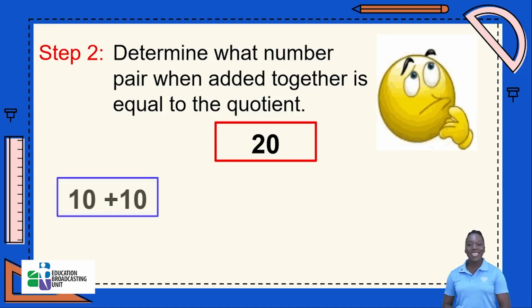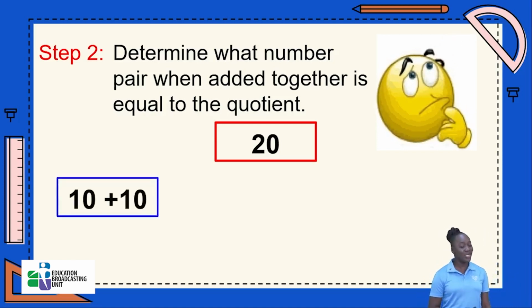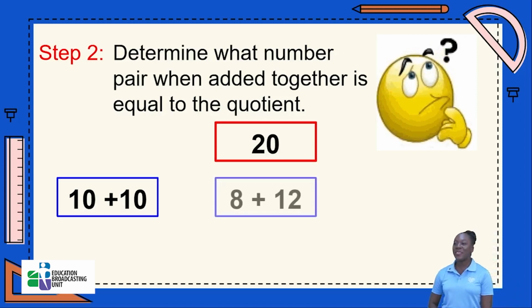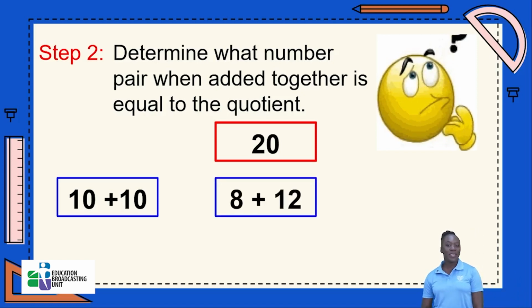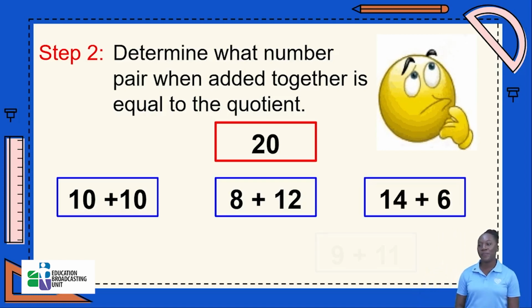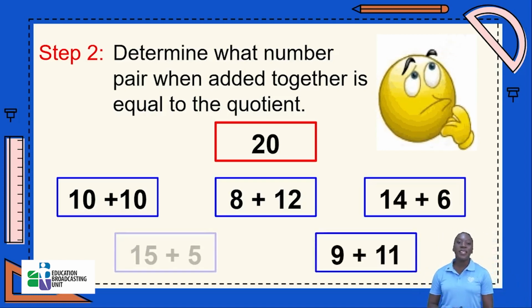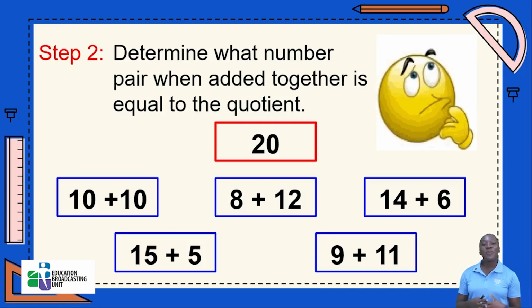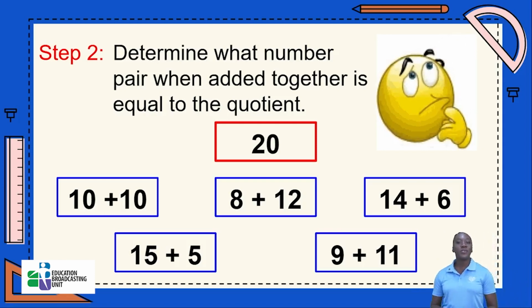Excellent! 10 plus 10, that's certainly one. Any more? I like that one too. 8 plus 12. And we can keep going. 14 and 6, 9 and 11, and 15 plus 5. Certainly, you're on a roll. These pairs of numbers, when added, give us a total of 20.